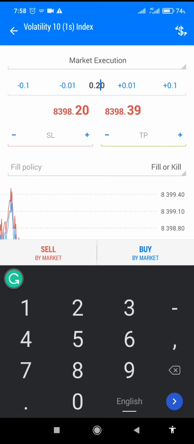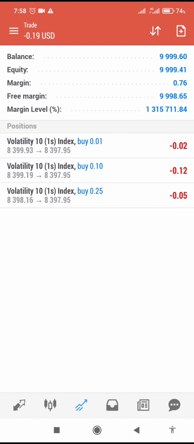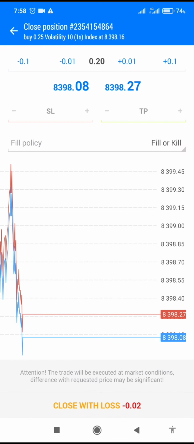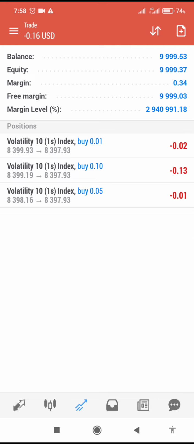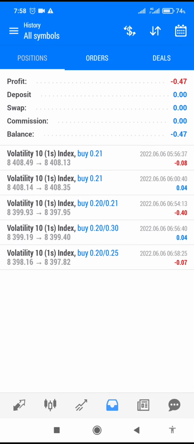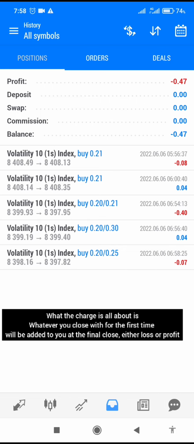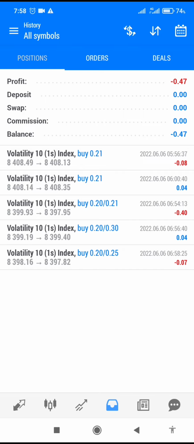So that means I'm going to be opening my trade with 0.25. So I buy, and quickly I reduce it back, then I close it. So you can see that what I have is 0.05 as my lot size. Now let's check history. You can see that in history, I closed this trade with minus 0.007. So if I'm closing in profit, they're going to deduct this from my profit, and if I'm closing with loss, they're going to add this to my loss. So that is the charge I talked about when I was explaining the theory aspect.